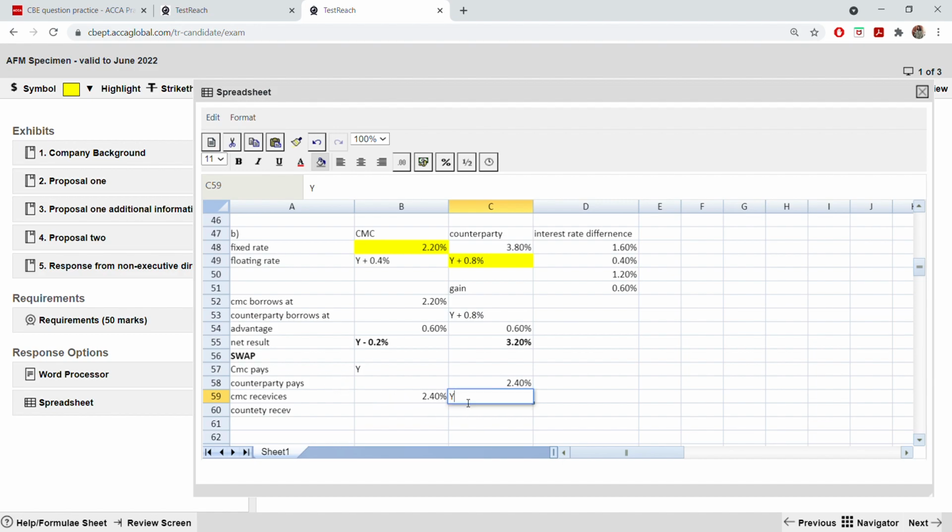Sorry, this is not CMC. This is counterparty that is receiving Y. So counterparty is receiving Y means this Y and this Y will cancel off. He's only left with 0.8. So 3.2 minus 0.8 is 2.4. He has to pay 2.4 to come to the 3.2. Okay, that's how you're getting it.